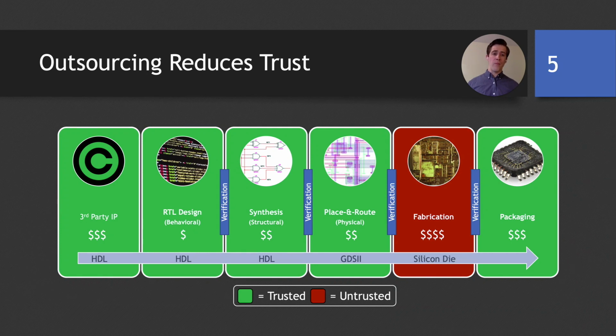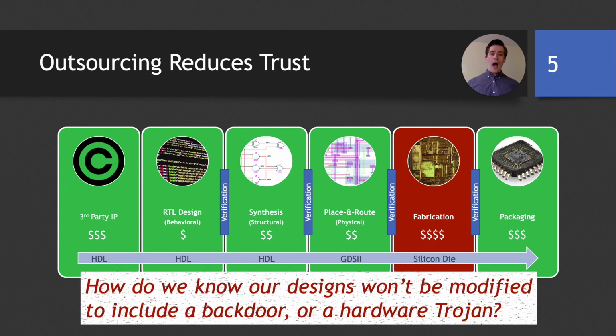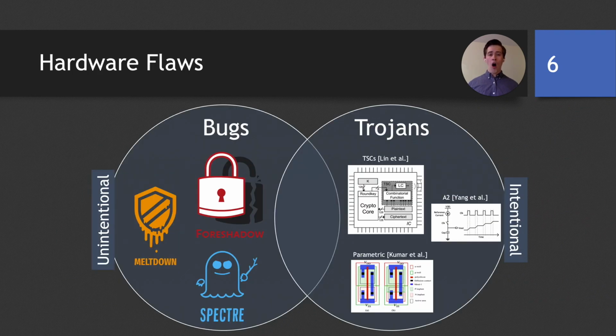Outsourcing, combined with the nanometer scale black box nature of fabricated ICs, presents a security risk. How do we know our circuit layouts encoded in the GDS2 format are not being modified at the foundry to include a backdoor or a hardware Trojan? A hardware Trojan is an intentional hardware flaw designed to alter the functionality of the victim circuit. Similar to unintentional flaws or bugs, hardware Trojans create a hardware foothold for attackers to subvert higher levels of software.